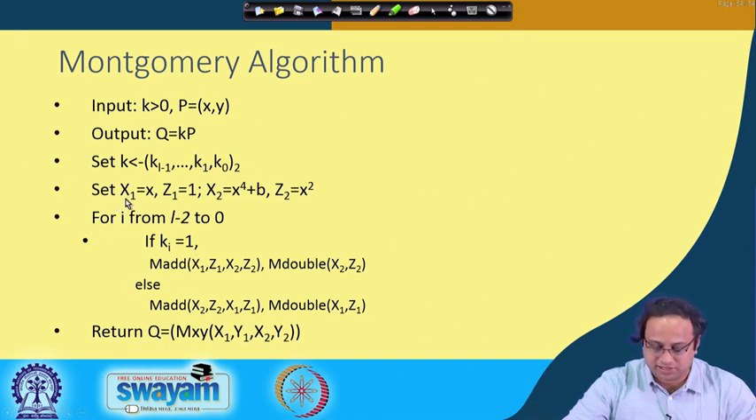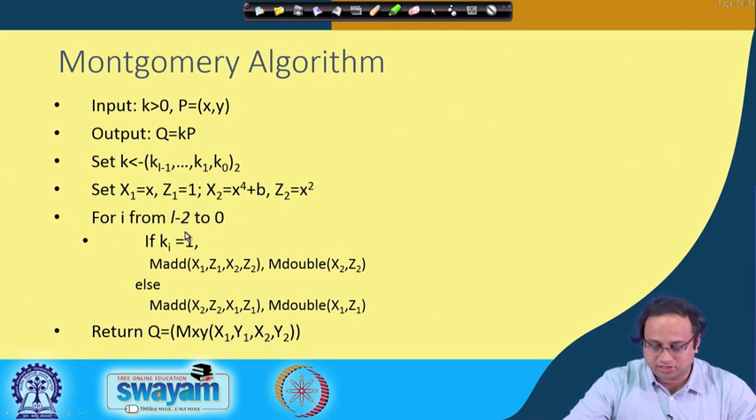So, essentially I have done exactly nothing, but I have just written x1 equal to x. You see, I am just processing only on x and z's, because I do not need the y coordinates. Again, we have written x2 to store the doubling operation, and that is exactly the equation that we derived in the last slide.